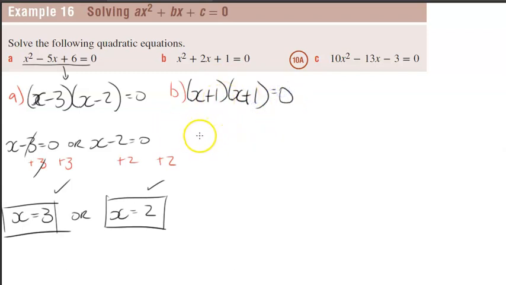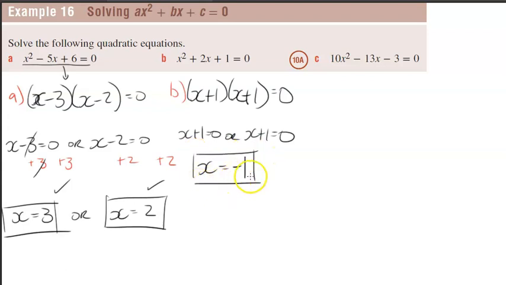Now here is a scenario where there's only one plausible solution, because either x plus 1 can equal 0, or x plus 1 can equal 0. So our solution in this case is x is equal to negative 1. This is the only solution that works.